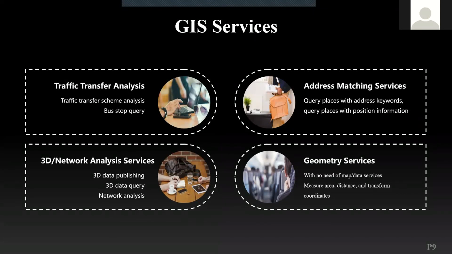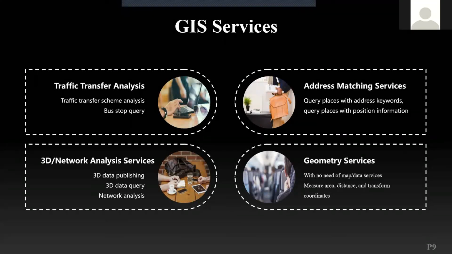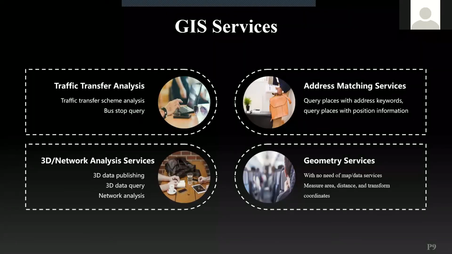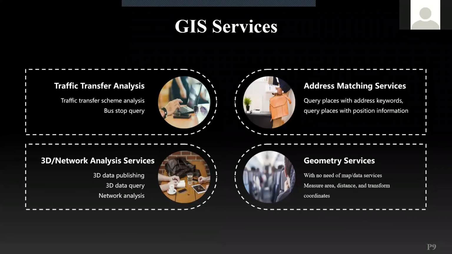And the address matching service is where we can query places with address keywords. That means we can get the coordinates of a place based on the address, and we can also input the coordinates to get the address of this place. So these are the two main functions of the address matching service.